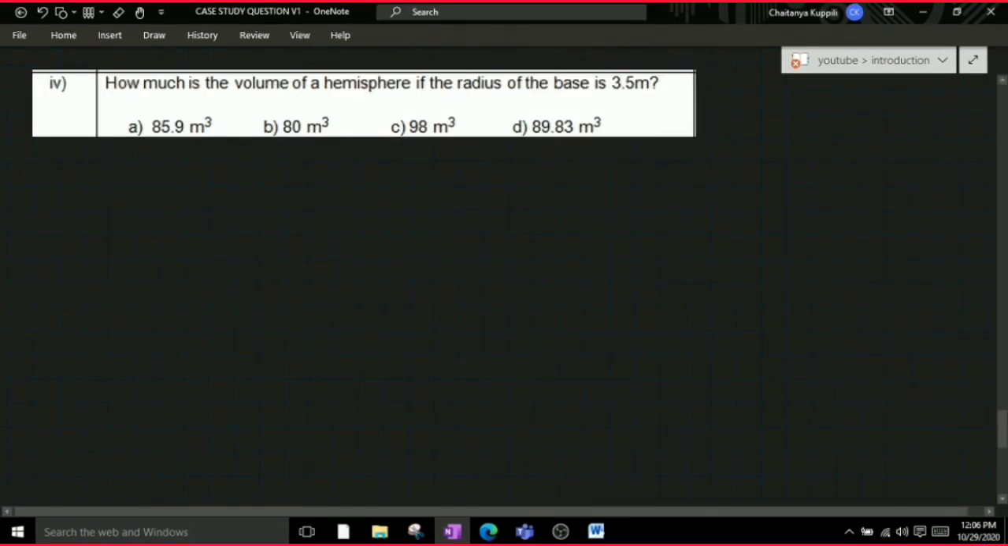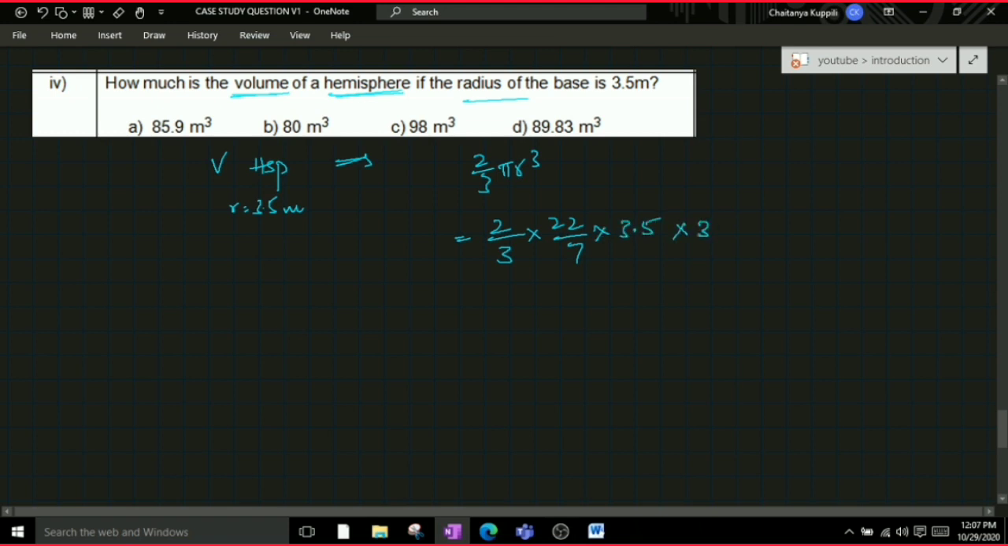Okay, then moving on to the next question, that's the fourth question. How much is the volume of a hemisphere? If the radius is 3.5 meters, then the volume of the hemisphere is, as we know well, 2 by 3 pi r cube. That is 2 by 3 into 22 by 7 into r cube, that is 3.5 into 3.5 into 3.5. So 7 goes here 0.5, and if you calculate correctly, you'll be getting it as 89.83 meter cube.